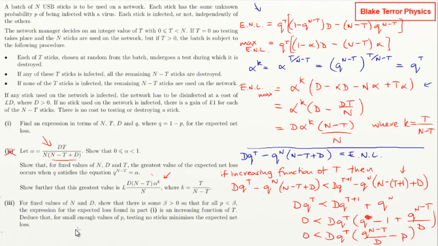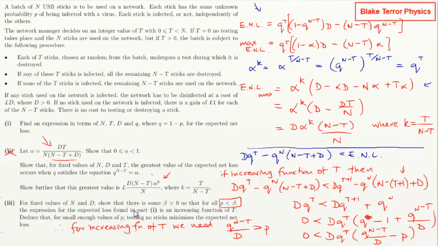Right, so therefore, for an increasing function of t, we need that q to the power of n minus t over d has to be greater than p, which is what we wanted for p being less than beta. Right, so that's good. Deduce that for small enough values of p, testing no sticks minimizes the expected net loss.